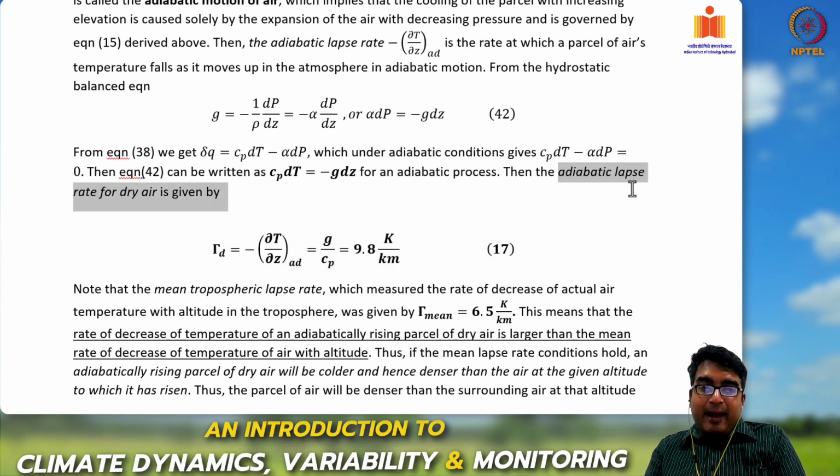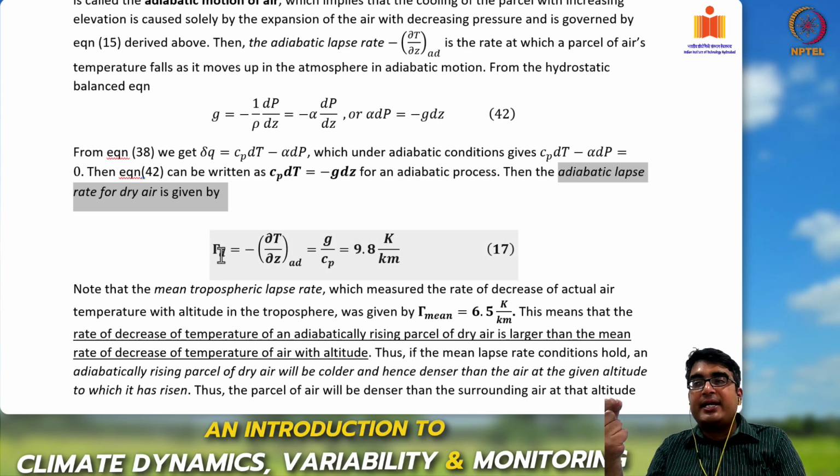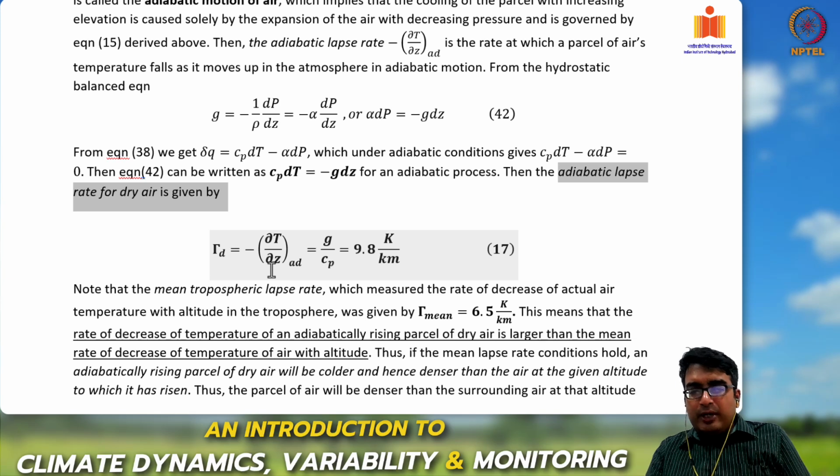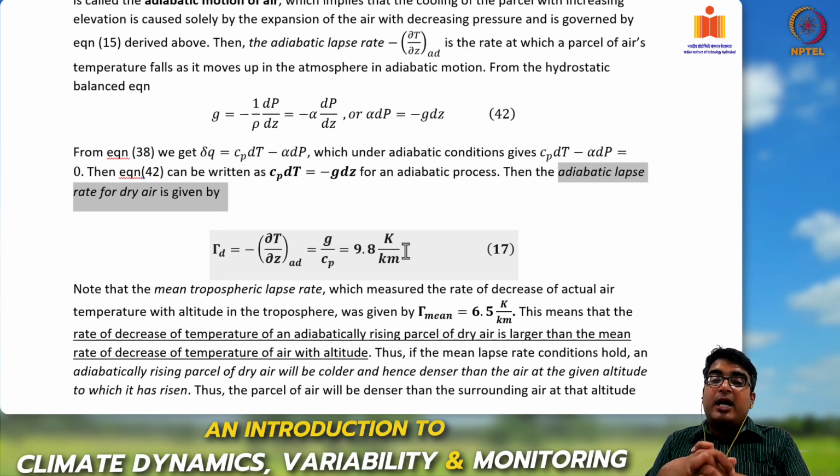The adiabatic lapse rate for a parcel of dry air is given by gamma d, where d is for dry air, equals minus del T del Z adiabatic. This is a partial differential because we are keeping heat transfer as 0. So it's not a complete differential, it's a partial differential. We don't have to worry about this. It's basically this expression equals g by Cp. Now g is known, 9.81, Cp is 1.005. 9.81 by 1.005 is approximately 9.8 kelvins per kilometer. So this will be the adiabatic lapse rate for dry air.